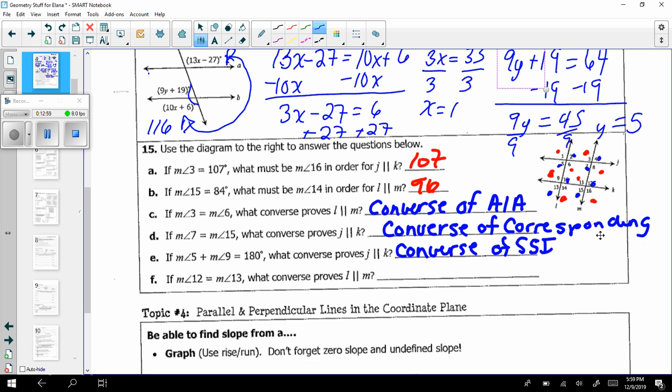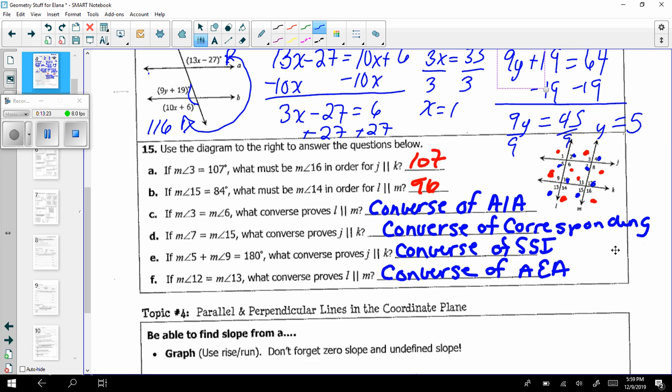And then we have if 12 is congruent to 13, so we've got 12 and 13, those are alternate exterior angles, so that would be the converse of alternate exterior angles. Okay?